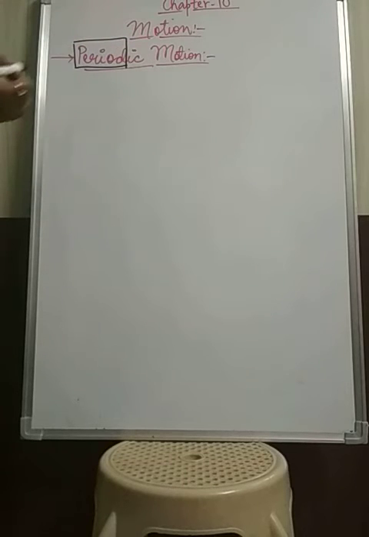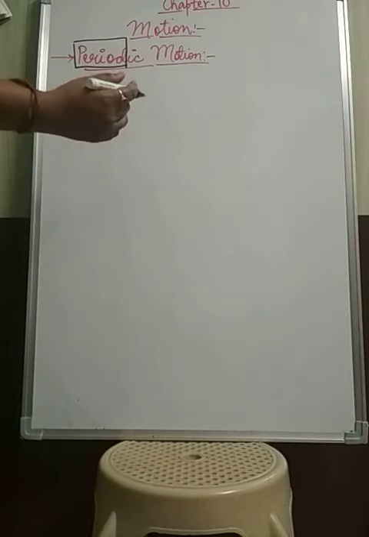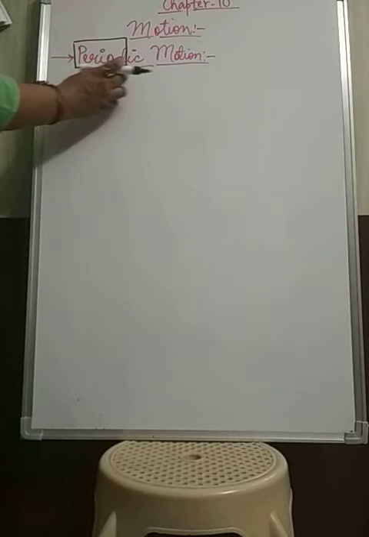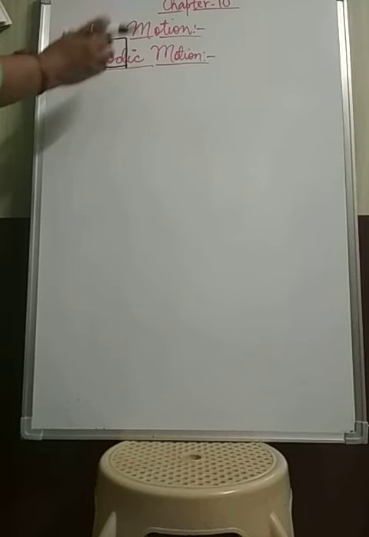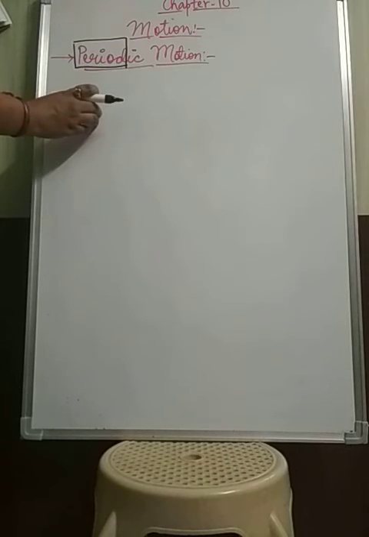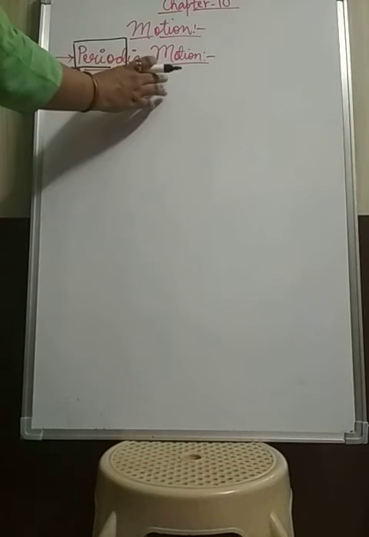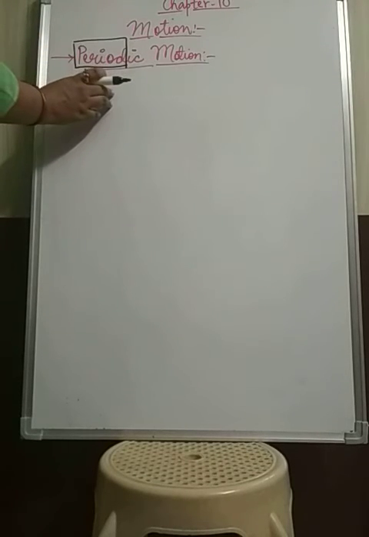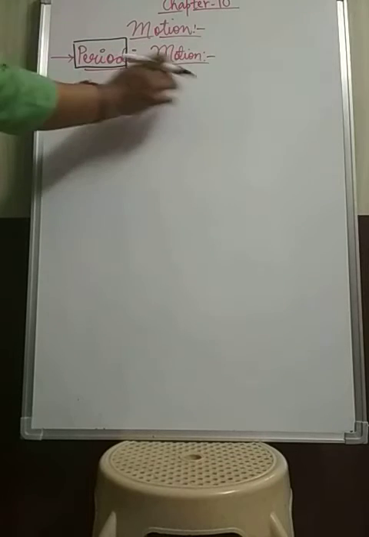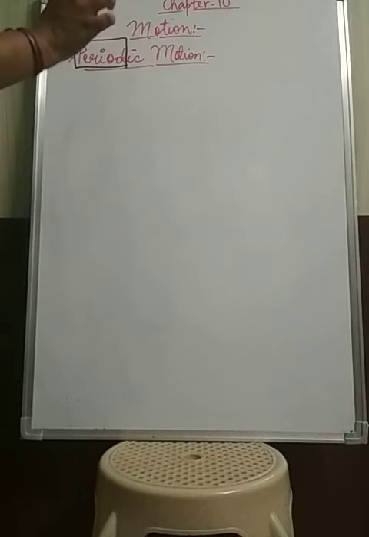Like in your school, one period has a fixed time, that is, after 30 minutes the second bell will ring for the second period. Then after 30 minutes the third bell will ring for the third period. Likewise, in periodic motion, the body will again come to its original position after a fixed interval of time. Okay, so what is periodic motion? Motion which repeats itself after a regular interval of time. That motion which repeats the same motion after a fixed interval of time.